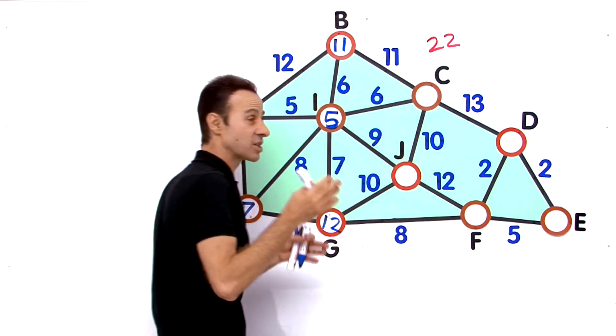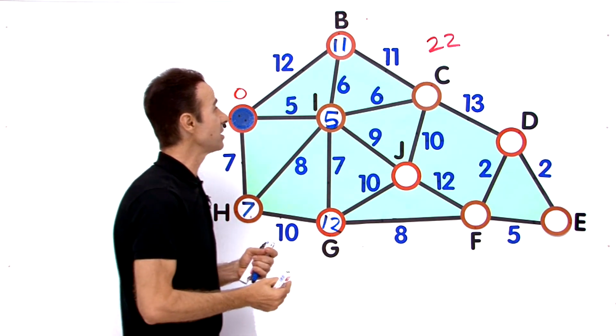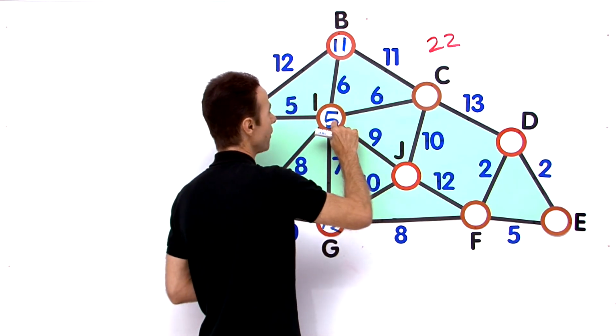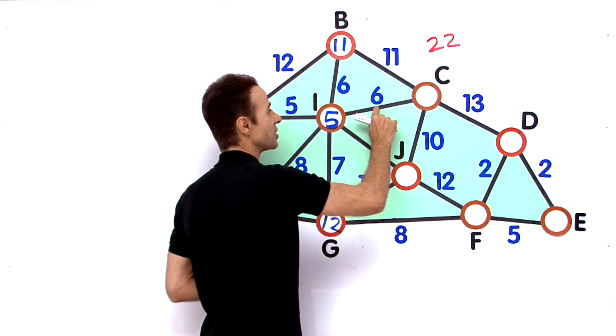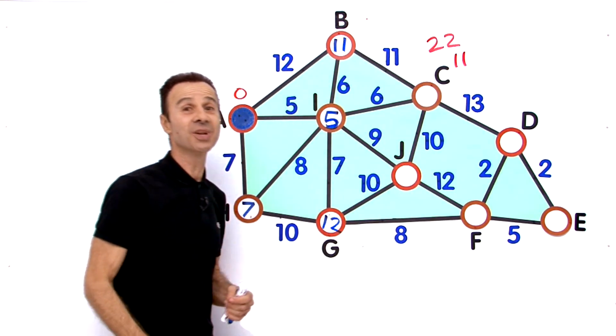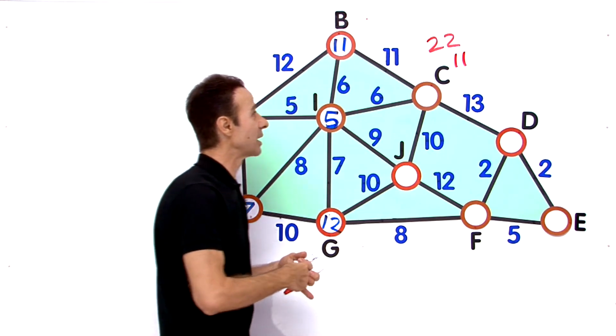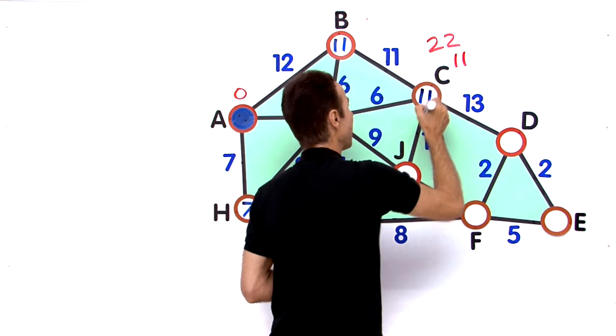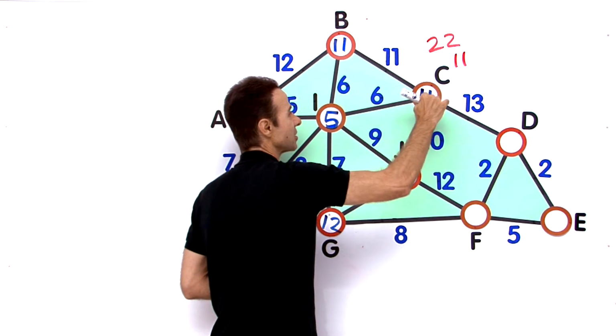Is that the shortest? Well, let's compare candidates. Let's try this. Let's go 5 and 6. 5 plus 6, that's what? That's 11. That's half of 22. So it looks like 11 would be the best one. So let's put 11 in there. Again, how did we get it? It's 5 plus 6 is 11.